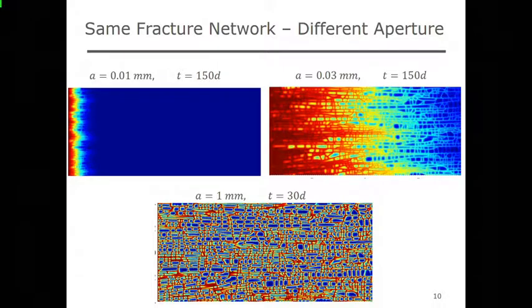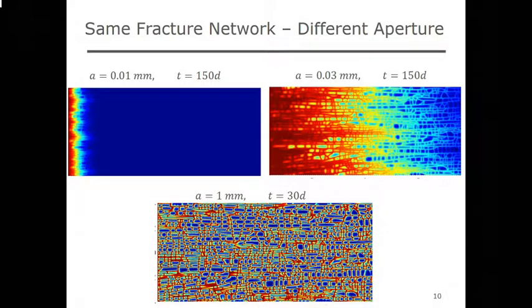I'm presenting here results from 3 simulations for a specific fracture network. The only difference in these fracture networks is the aperture. In the top left, we see an aperture of 100th of a millimeter, and in the top right, an aperture of the fractures of 300ths of a millimeter, and then at the bottom we see 1 millimeter aperture. And we see in these figures a flow from left to right.